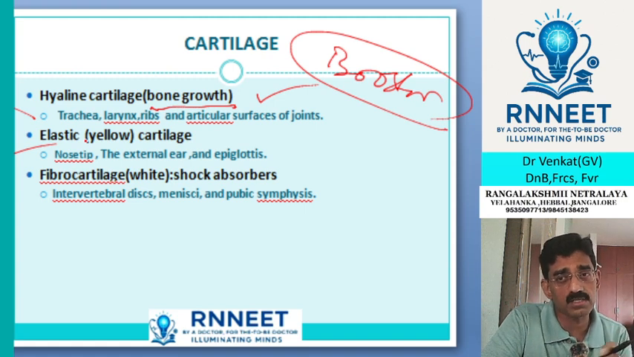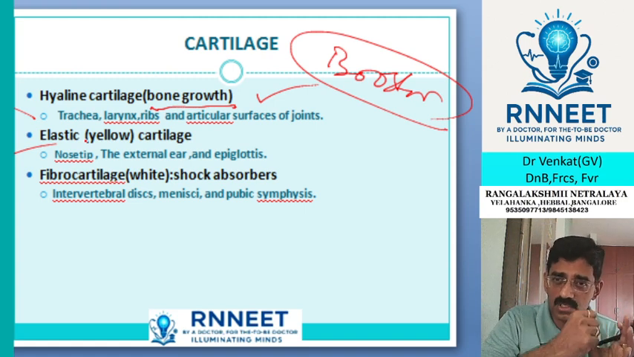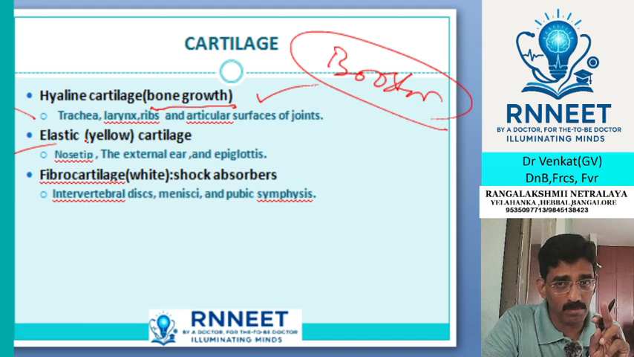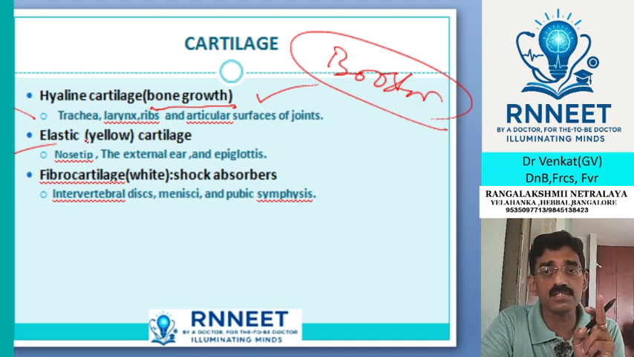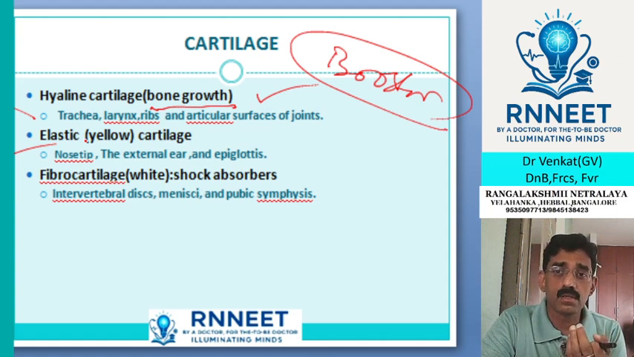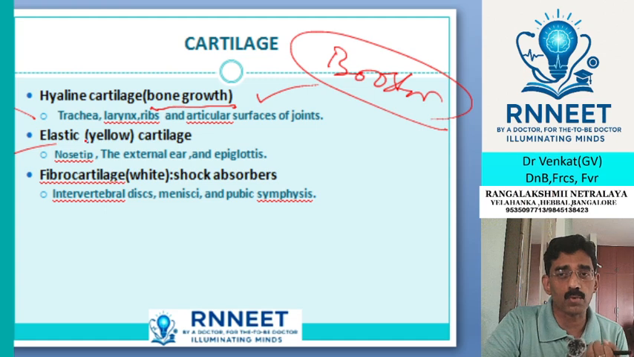When you say white cartilage, they have more fiber, which means they are more dense. So what is their main function? Shock absorbers. So remember this, the white cartilage, what is it needed for? It is a shock absorber. If it is a shock absorber, it will prevent the body from taking the shock. It will be resisting the vibrations.